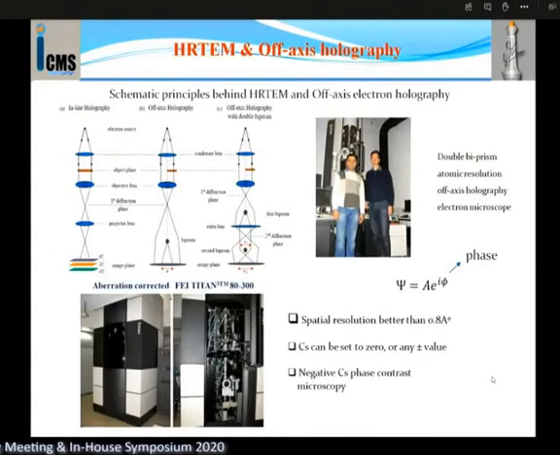This slide is showing the schematic principle behind HRTEM and off-axis electron holography. For HRTEM, or inline holography, the defocus HRTEM is actually equivalent to an inline hologram. So you basically have to collect lots of images at different focus. And for holography, you have a biprism.